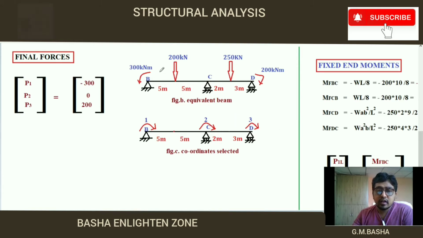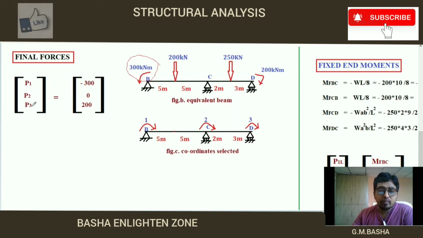So see here, this additional moment 300 kilonewton meter is our final force at B, because we are selecting first coordinate position at B. So whatever the additional moment at coordinate position B, we are taking that one as P1. See here, which is acting anti-clockwise, that is the reason we are taking minus 300 kilonewton meter.